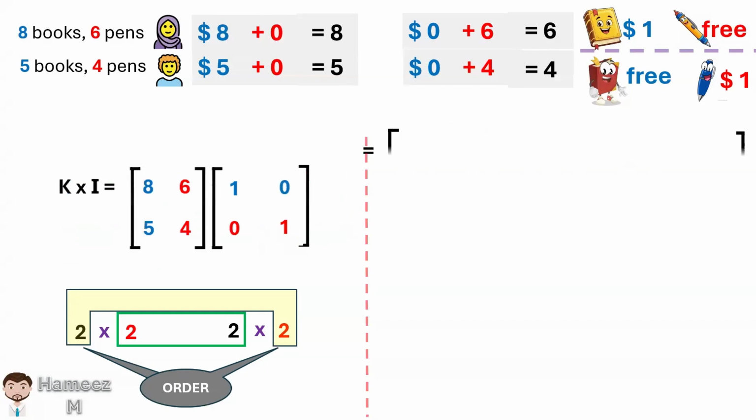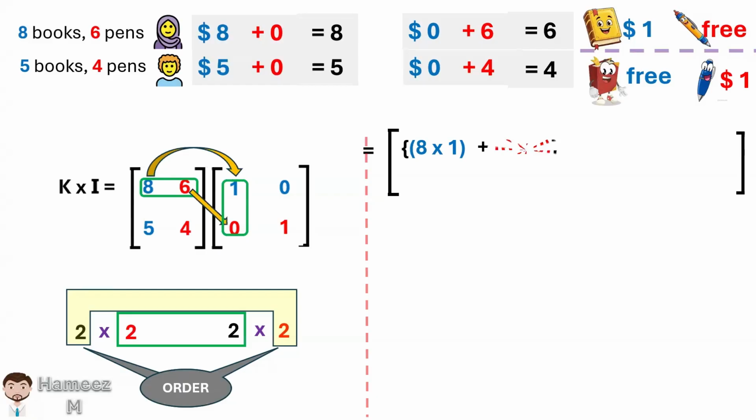Then what are we going to multiply? The first row by the first column. So blue times blue, 8 times 1, and that's going to go there. And then red times red, the second row, the first row, second element by the second element, 6 by 0.